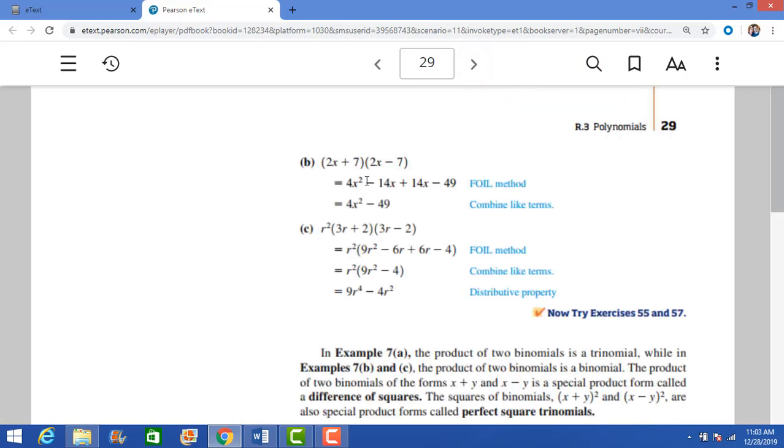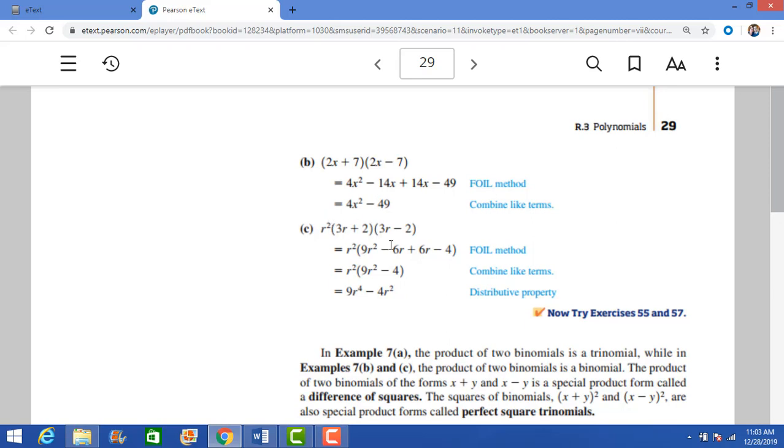Okay, and so here's the way you do the other ones. So here we're going to do the first, right? That gives us 4x squared times the outer, which gives us negative 14x. Then we do the inner ones, which gives us positive 14x. And then we do the last ones, which gives us minus 49. And if you combine like terms, you see that the middle terms disappear. They cancel each other out. And we end up with this. Okay?